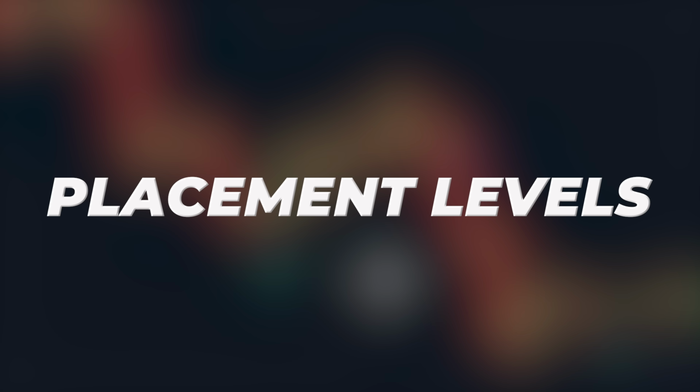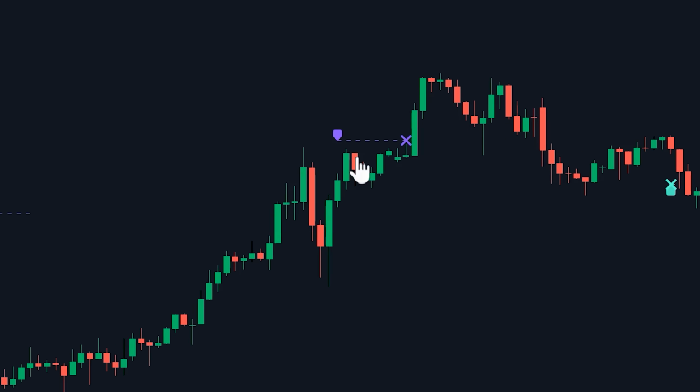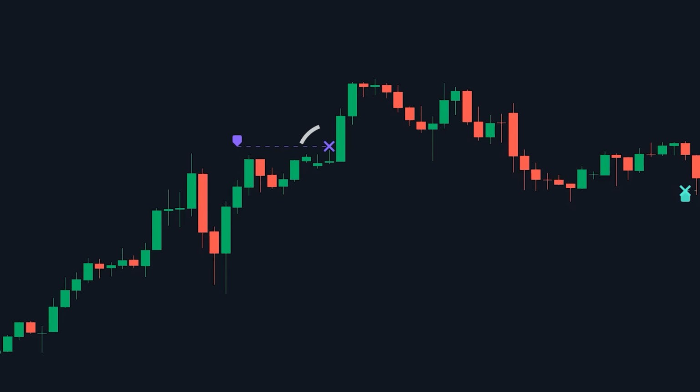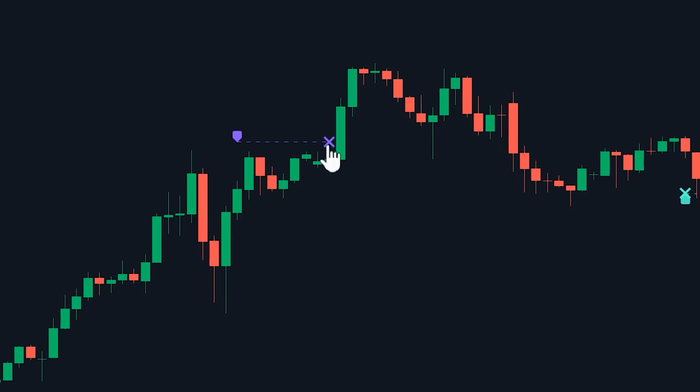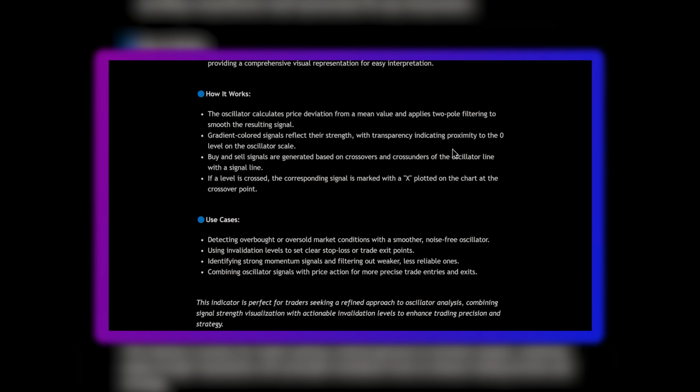Now, whenever an invalidation level is touched by the price, an X label appears to show that the price went against the signal and effectively invalidated it. If you had taken any positions, that would also mean that any stop losses set just beyond the invalidation levels might have been triggered. So here's how the indicator works.